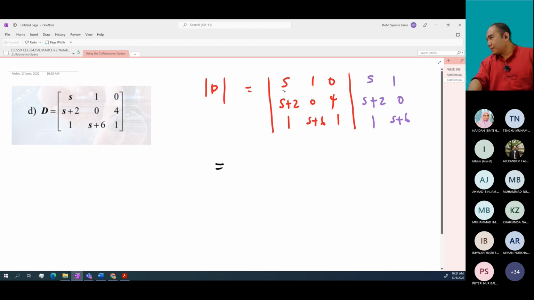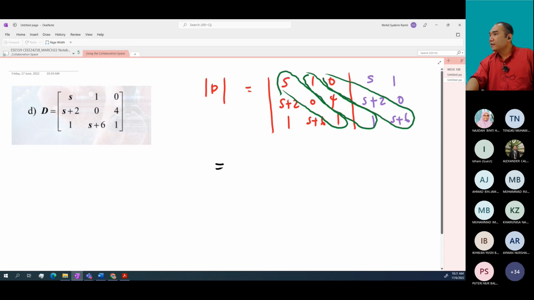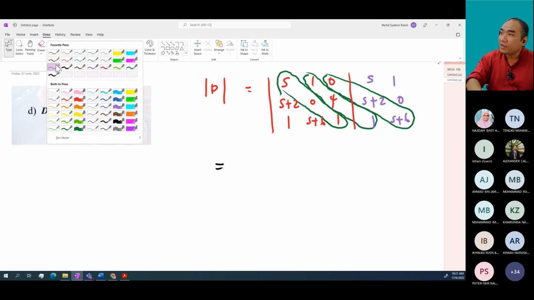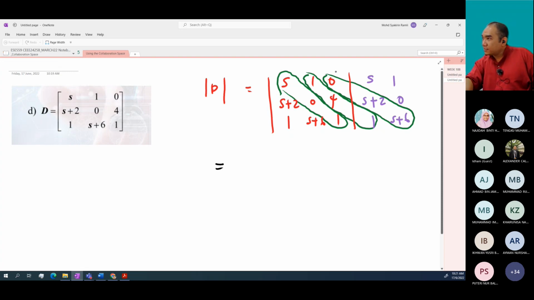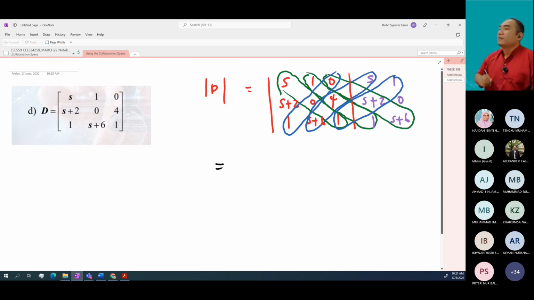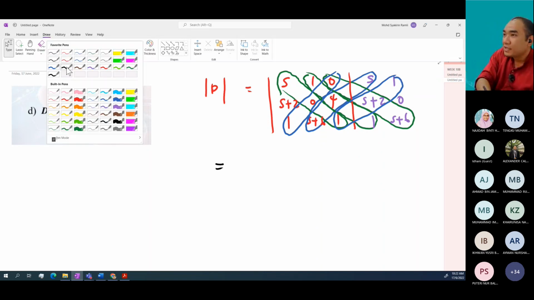So ini kat sini kan, kamu kena darab yang ini. You have to multiply this. So I have to be very careful this time. And then next you have to multiply this. Okay. And the next one you have to multiply this. Right? Then minus with multiplication of this, kamu multiply yang ini. Kemudian kamu akan multiply yang ini. Okay. And then kamu akan multiply yang ini. Right. Hopefully you guys can follow saya punya ni.